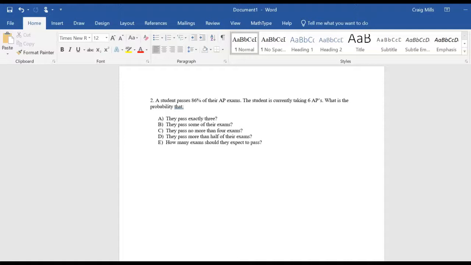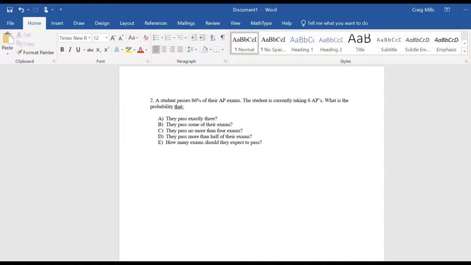Here's why. If I check BINS, they pass the AP exam or they don't. Passing one AP exam, we have to assume some independence here, assuming the likelihood of passing one has no impact on the next. The number of trials is fixed at 6. They're taking 6 exams, and the probability of passing each exam is 0.86, so that's constant. So we have a binomial random variable here.